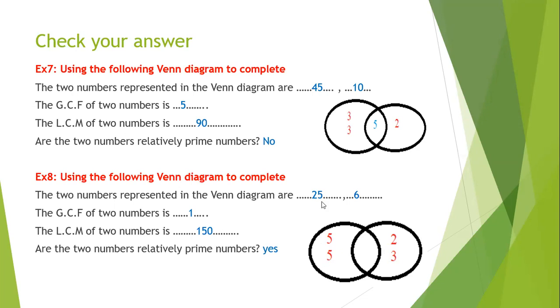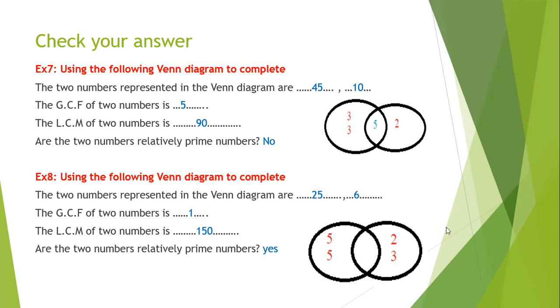Next, the two numbers represented in the Venn diagram are 5 times 5 in this circle. 5 times 5 is 25. In this circle, 2 times 3 equals 6. But here, 3 times 3 times 5. This is the first circle in the Venn diagram. In the second circle, 5 times 2 equals 10. Now, the GCF: I don't have any number in this common area. So the GCF is 1.